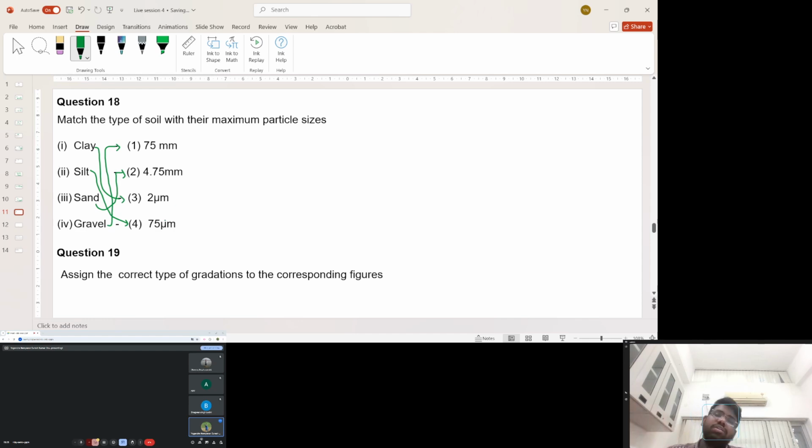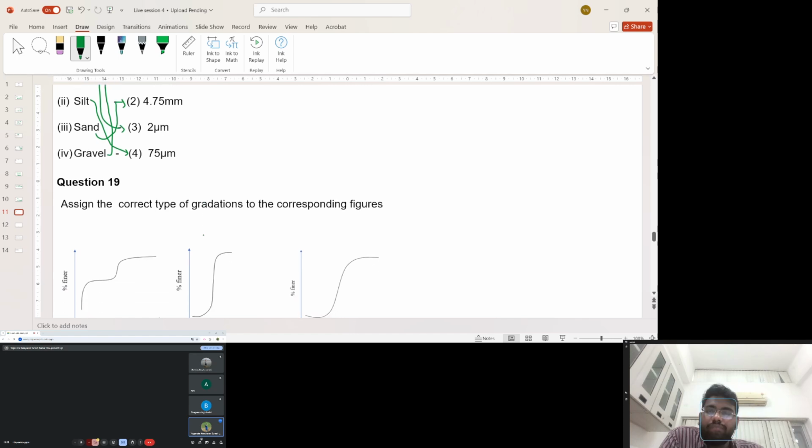So clay will be 2 microns. These are maximum particle sizes, so this is the upper limit. Less than 2 microns are classified as clay. Between 2 microns and 75 microns are classified as silt. Between 75 microns and 4.75 mm are classified as sand. 4.75 to 75 mm are classified as gravel. Hope it is clear.